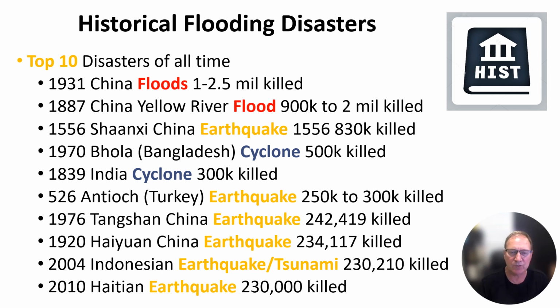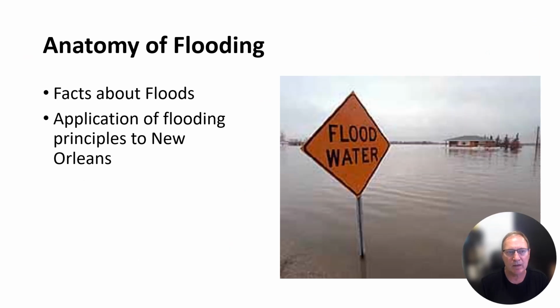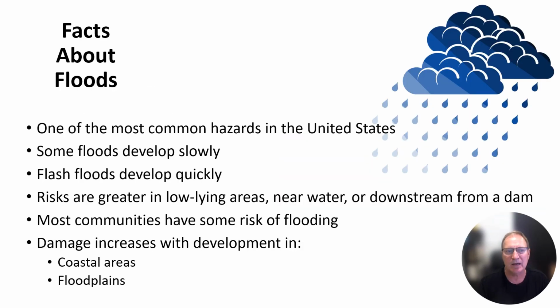And we have several different risks for several different reasons or hazards that can produce flooding for us. So when we talk about floods, let's go over some of the key facts and then talk about how some of these principles apply to New Orleans. Let's start out with this: some floods develop slowly, may occur with a constant rainfall over an extended period of time. Some may occur very quickly because of a significant rainfall in a short period of time.